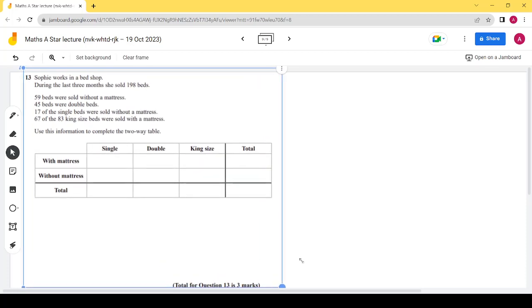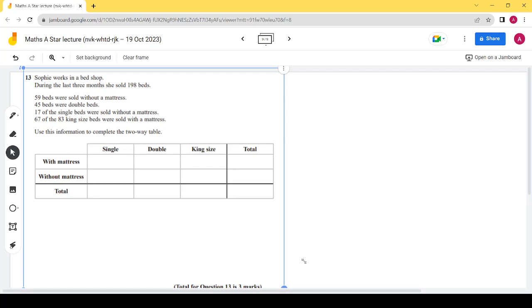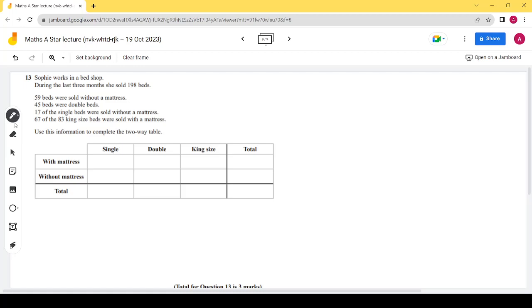This is a 3-mark question, and we are told Sophie works in a bed shop. During the last 3 months, she sold 198 beds, 59 were sold without a mattress, 45 were double beds, 17 of the single beds were sold without a mattress, 67 of the 83 king beds were sold with a mattress, and you need to use the information to complete the two-way table. So a question like this, always just work your way through the information you have been given and input it. And once you've done that, you solve it almost like a Sudoku. You work out what columns you can fill out and you do the rest.